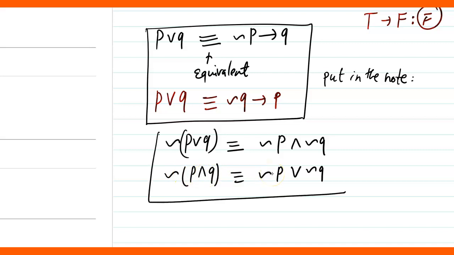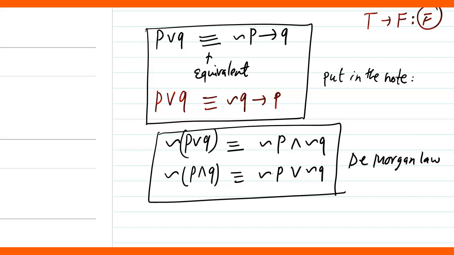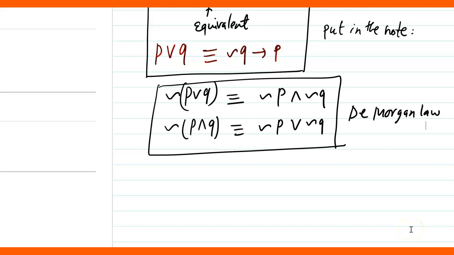This is another fact you're supposed to note. Therefore, this is called De Morgan's law. Okay, De Morgan's law. And another equivalent statement is this: if you have P right arrow Q, that's the conditional.